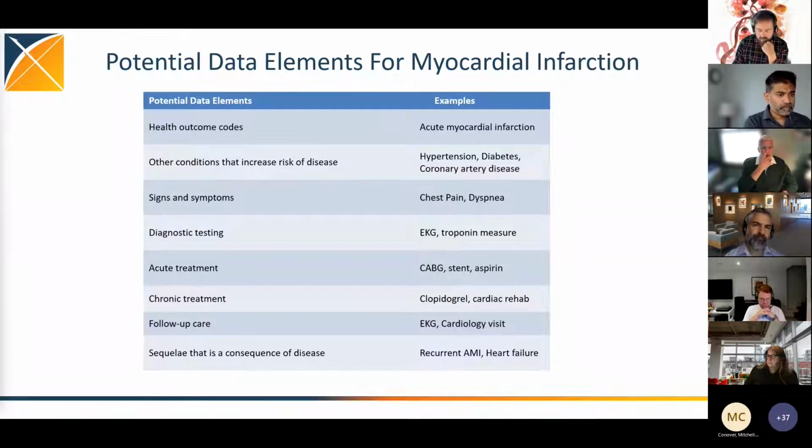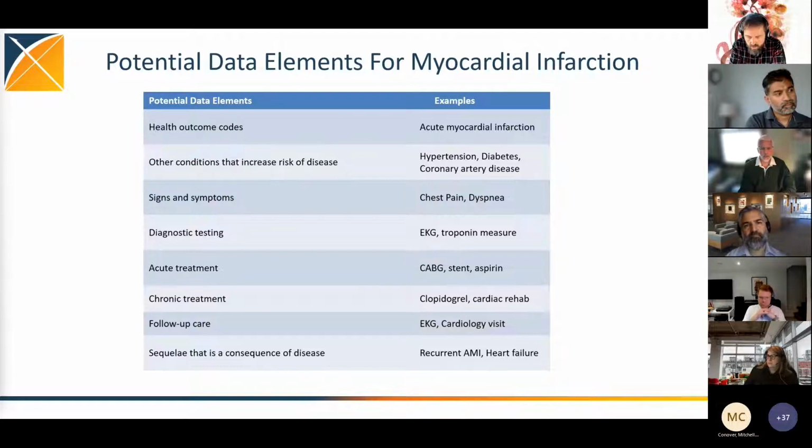Some of the things that you may find as potential elements in the myocardial infarction, you might find health outcome codes. So for instance, having a diagnosis code of myocardial infarction itself is a good indicator, a good predictor that you actually have myocardial infarction. But that's not the only thing. You might want to look at other instances of other conditions like hypertension, diabetes, which might also be strong predictors of having the myocardial infarction during that time.